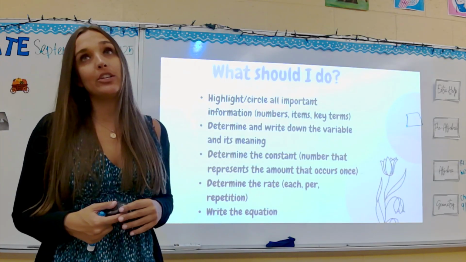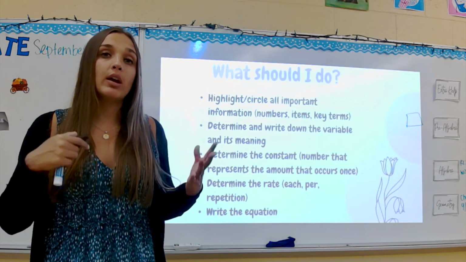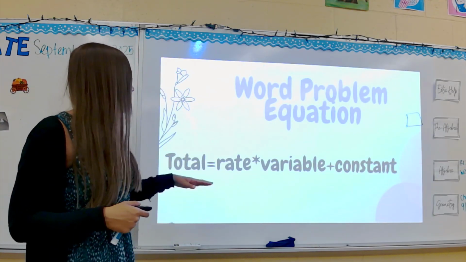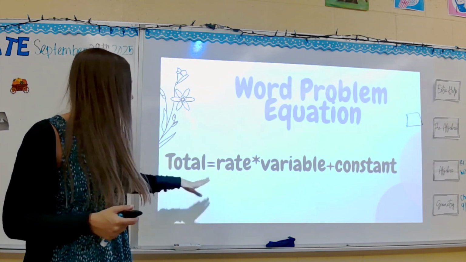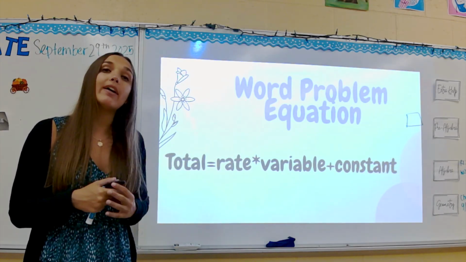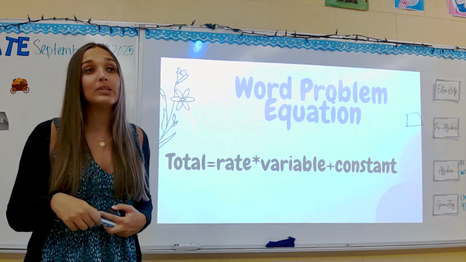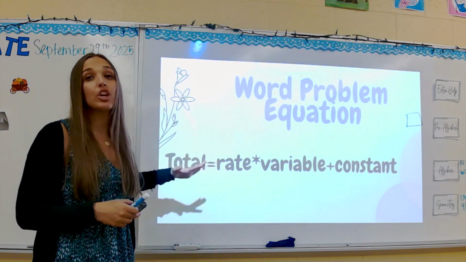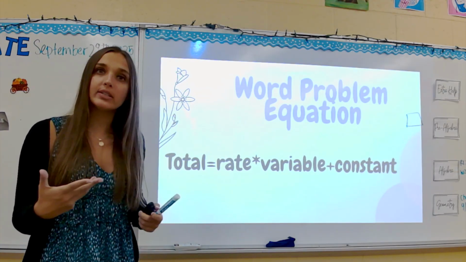And then we want to write the equation. It's important that we jot down the equation that we're going to use to properly set up our word problem equations. So this would be our equation: it's the total, which we would highlight so we can plug it in, equals the rate times the variable plus the constant. I would have this written at the top of your paper so you remember that this is the equation we're going to be using. And this is why we set up the problems where we write down what each portion of this is, so we can plug it into the equation and then solve it.